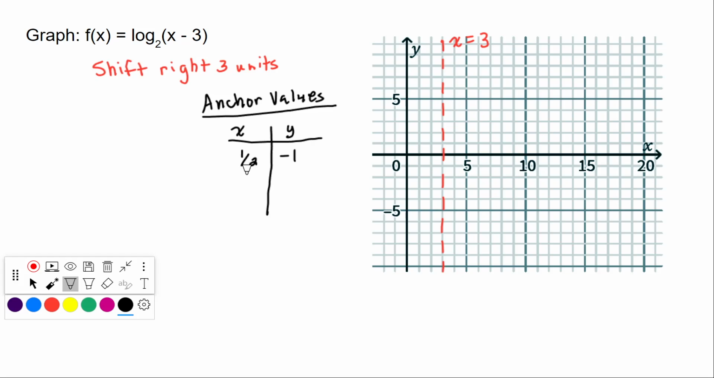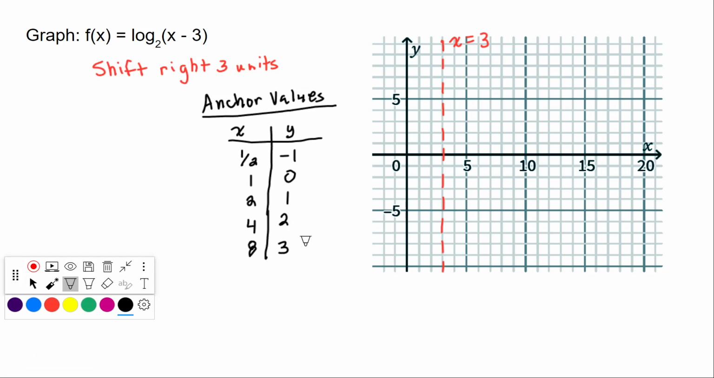I think I've just confused myself for a moment. When our input is 1, our output is 0. When our input is 2, our output is 1. When our input is 4, our output is 2. And when our input is 8, our output is 3.